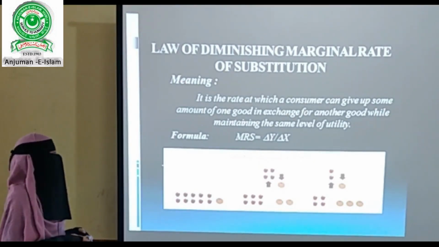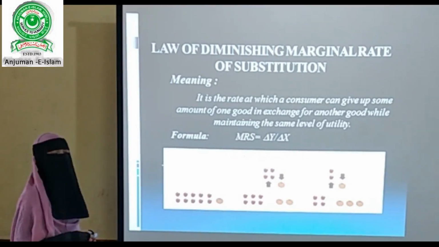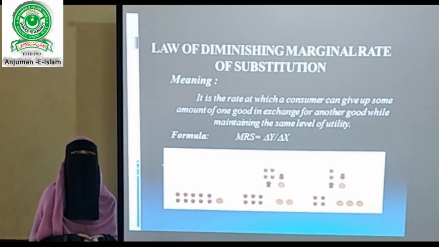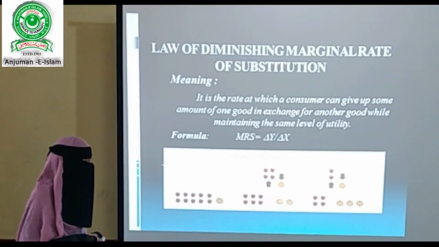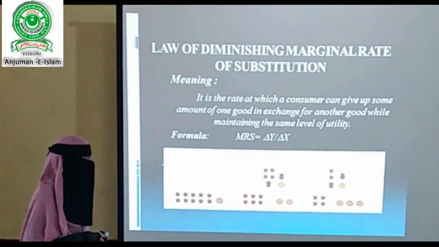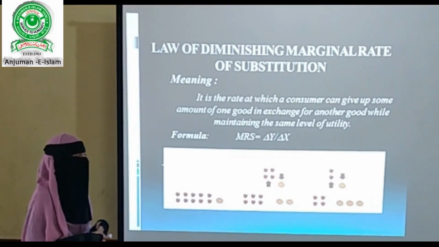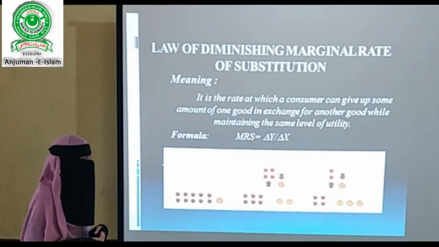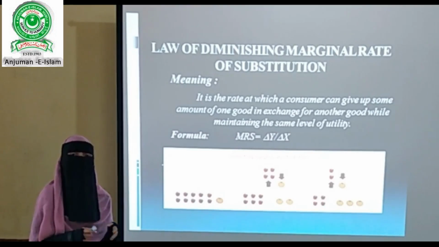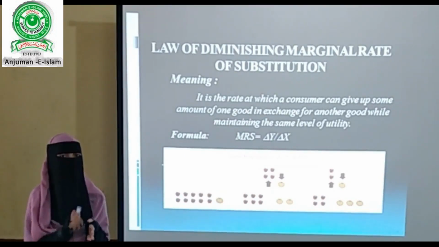Here we can see there are 3 baskets. In basket 1, the consumer is getting 10 apples and 1 orange. Now suppose the consumer wants to get a second orange. To get the second orange, the consumer is ready to give 4 units of apple. And suppose the consumer wants the third orange. To get the third orange, the consumer is ready to give only 2 units of apple. That shows that the consumer's willingness to get the additional unit of orange is decreasing.